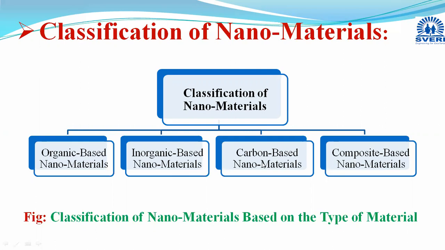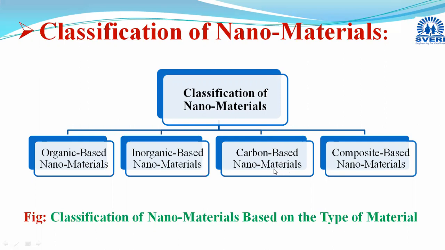Then carbon based nanomaterials, okay, these are made with the help of carbon; the base will be carbon. Its examples will be graphene, then fullerene, then carbon nanotubes. Single walled and multi walled carbon nanotubes are examples of these carbon based nanomaterials, or different carbon fibers.